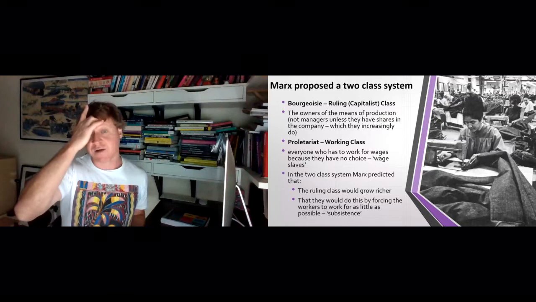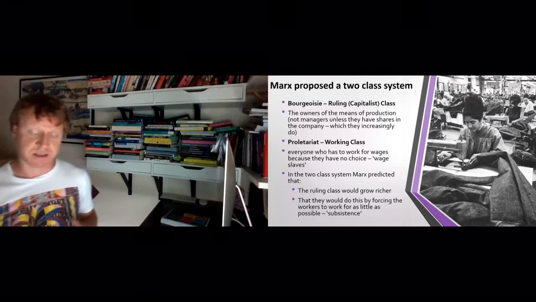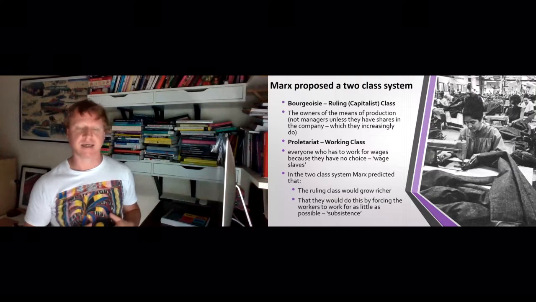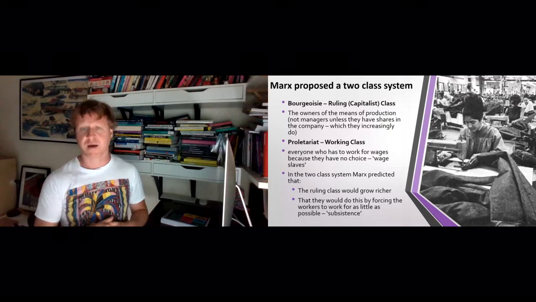In Marx's idea of what would happen, this two-class system, the rich would grow richer. It's definitely happening. And they would do this by forcing workers to work for as little as possible for subsistence wages. Now, there's debates about whether that's actually been the case or not, particularly as we've looked in previous weeks at consumerism. We have more luxury items and things like that than ever before. But there's also an argument that in the last 20 years, with the casualisation and precariousness of the labour market happening more and more, maybe we are returning more to this subsistence model.